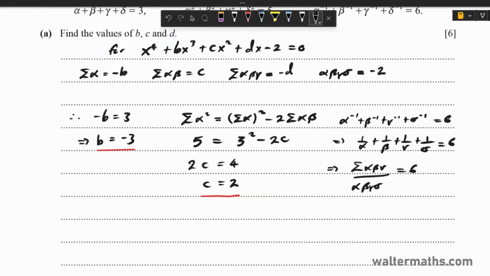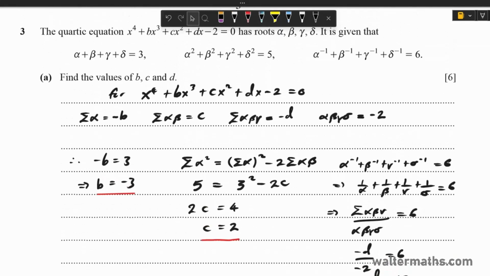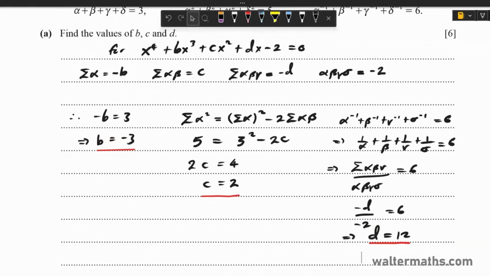All right, if you combine this 3 into 1. So the sum of product of triples is minus d over the product of roots, which we got to be minus 2. All this is equal to 6, which therefore leads us to having d coming out as 12. So we have d to be 12. So that's how we answer this question here, part A.